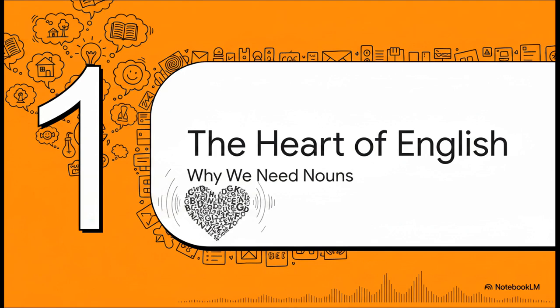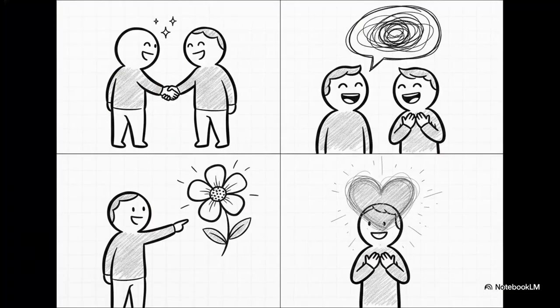Section 1. The Heart of English. Why we need nouns. We honestly rely on nouns every single day for the most basic human interactions. If you were to just strip them all away, everyday actions like introducing ourselves, telling a hilarious story to our friends, describing a really cool object, or sharing our deepest feelings would be completely 100% impossible. They are the true heart of our sentences.